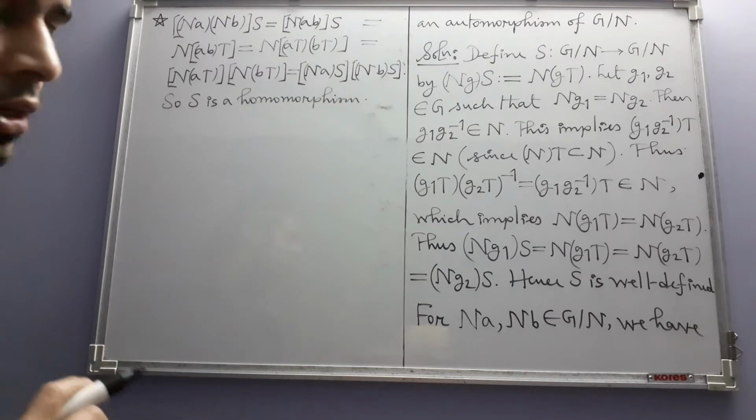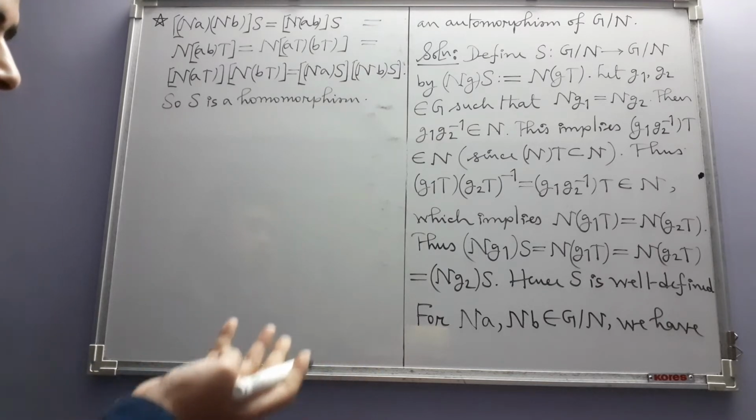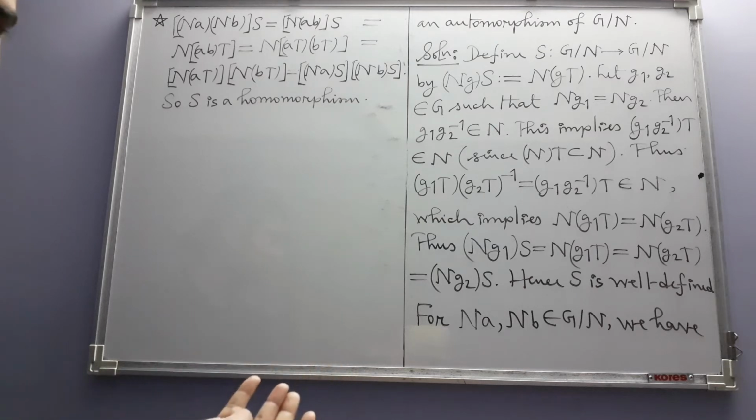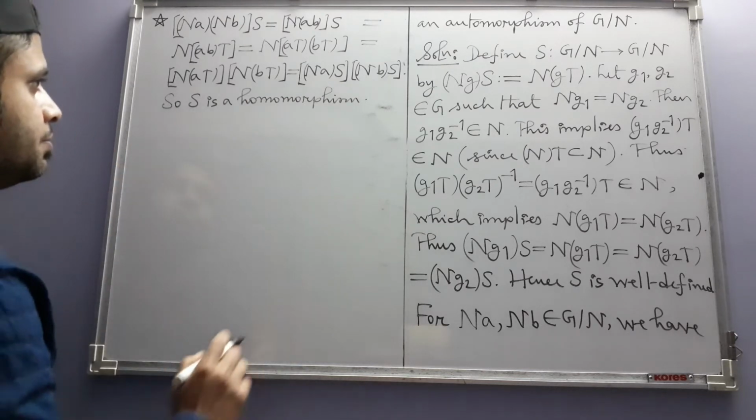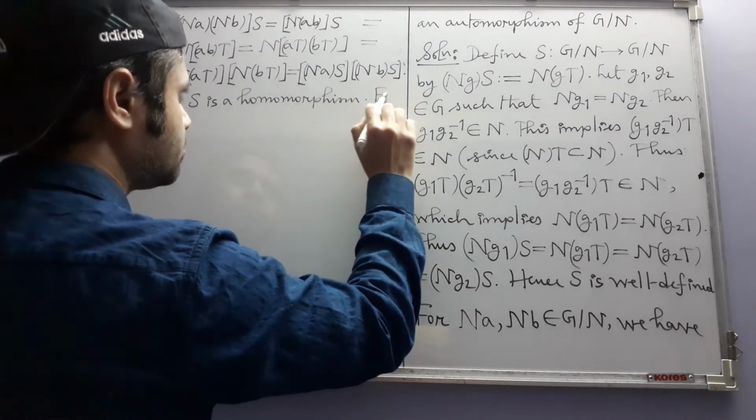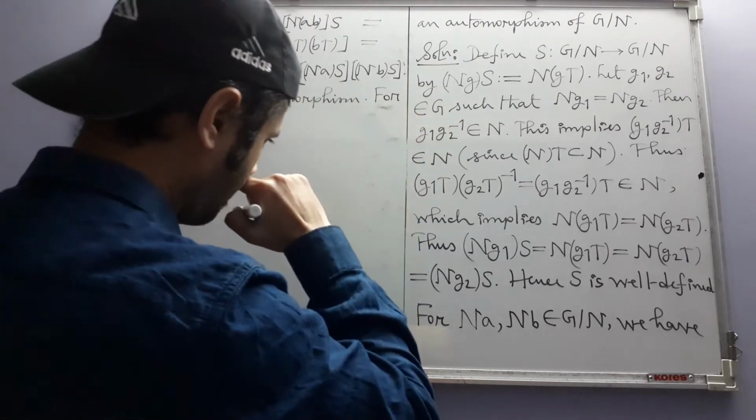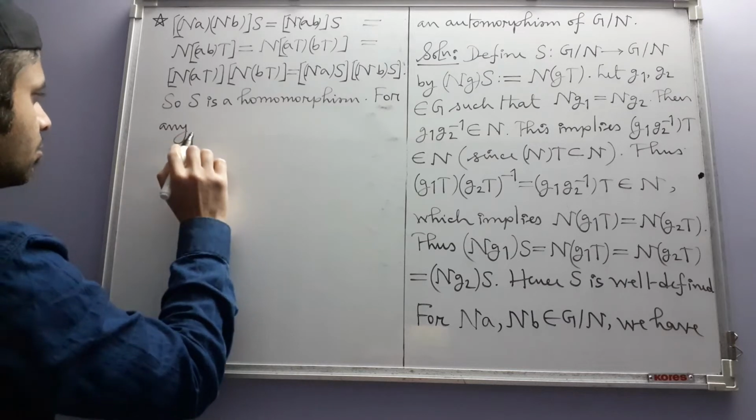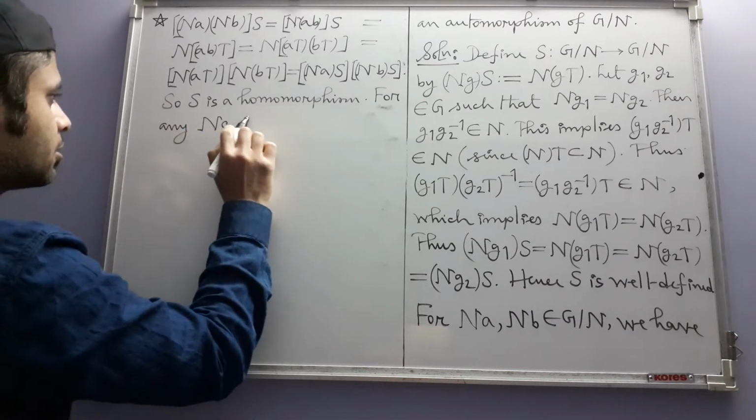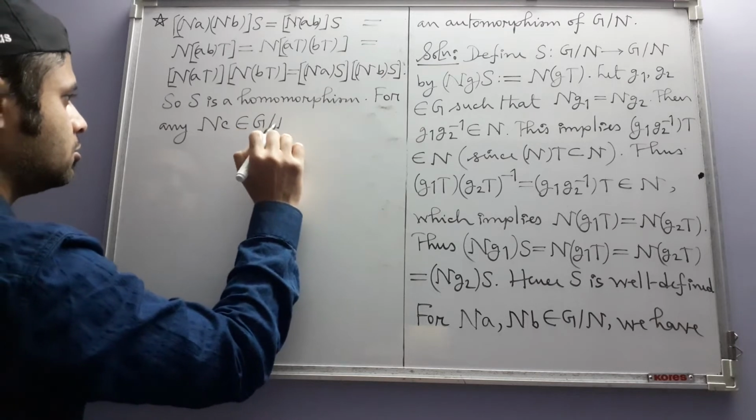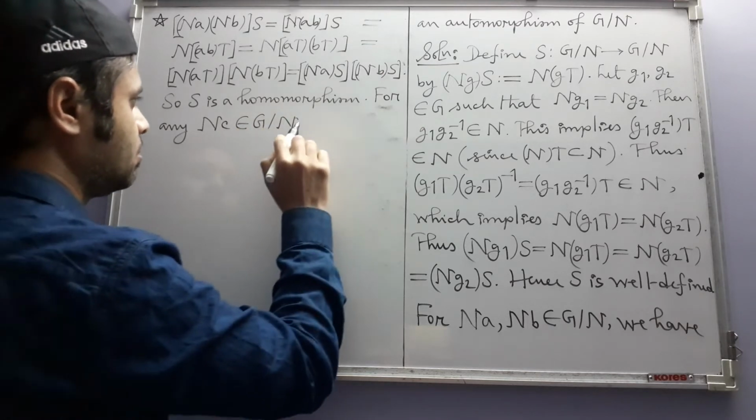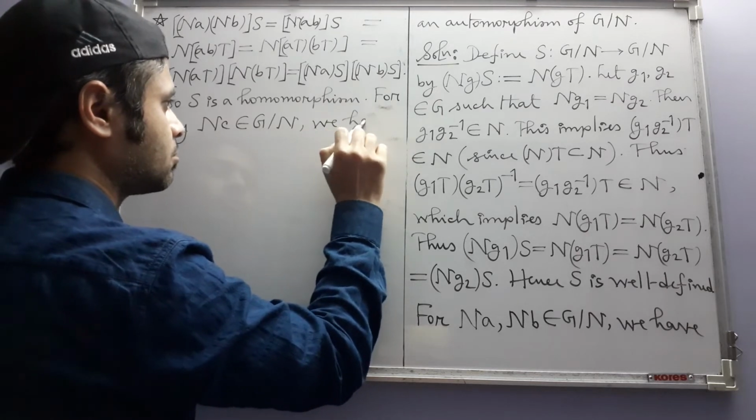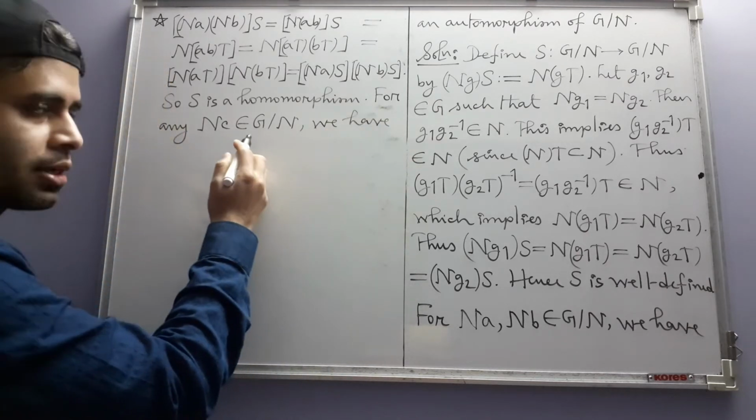So two more things are there to show. Now we have to show that S is onto and one to one. If we are able to do that, then S will be an automorphism of G by N. For any NC belonging to G by N, we have, of course, C must have come from G.